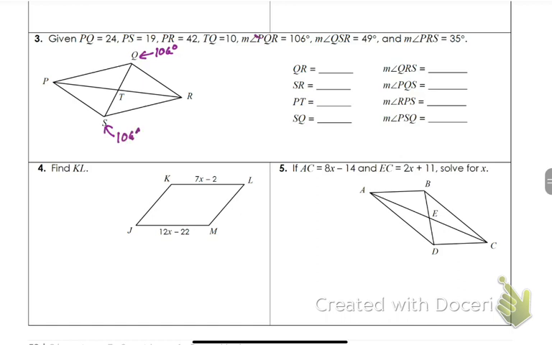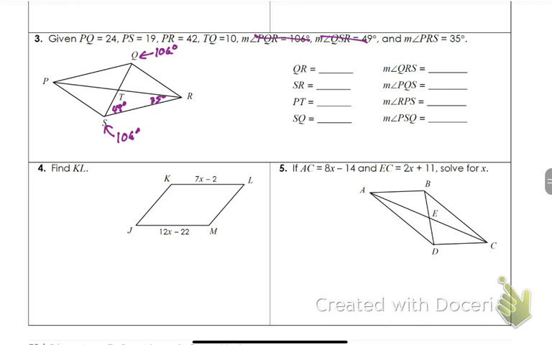We have QSR. QSR, that little angle here, is 49 degrees. Let's cross that out. And we also have PRS. PRS is going to be 35 degrees. So 35 degrees in there. All right. Let's quickly come up with all of our angles based upon that fact.